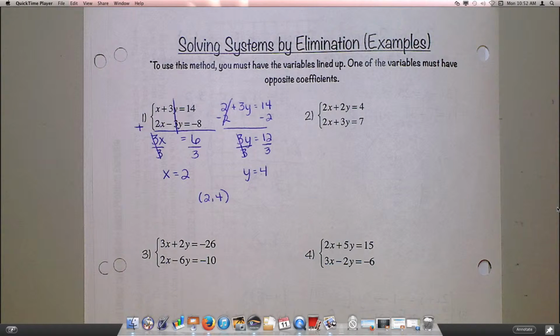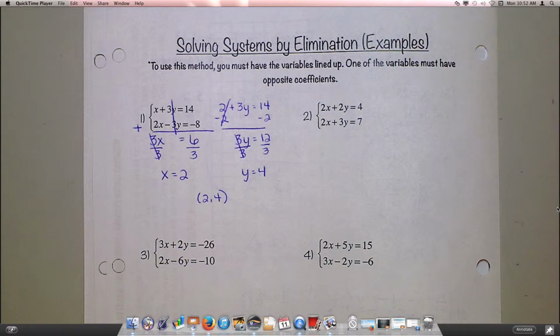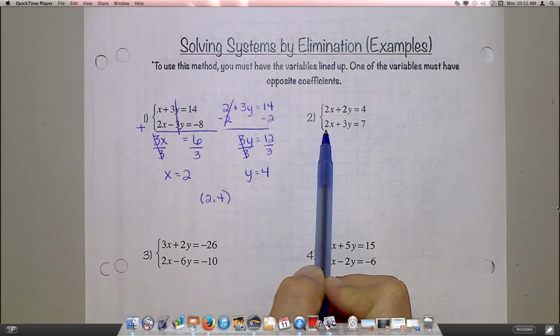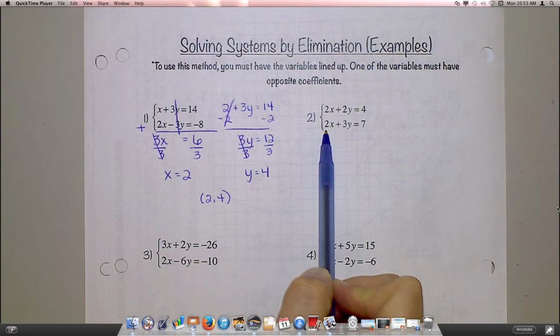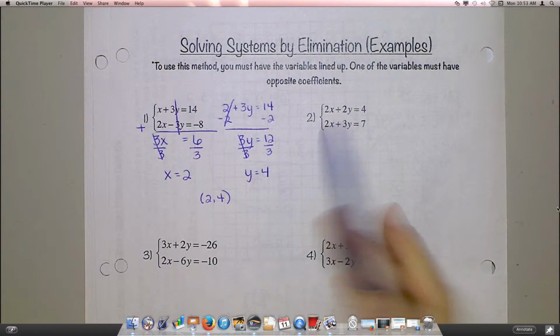So let's look at number 2. I've made this so that it kind of gets progressively harder. I'm starting you with the very easiest kind. Number 2 is awfully close to what we want, right? Because I have 2x and 2x. But those aren't going to cancel out if I add them right now. I sure wish that 2x was what? Negative. Let's make it negative.